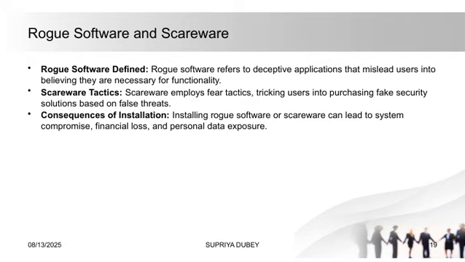Let's talk about rogue software and scareware. Rogue software refers to deceptive applications that appear legitimate but are actually designed to mislead users into believing they are essential for your system's functionality. Often, these programs pretend to be helpful tools, but in reality, they can cause more harm than good. Now, scareware takes this deception a step further by using fear tactics. It tricks users into thinking their system is at risk, prompting them to purchase fake security solutions. These threats are false, but the fear they generate can lead to impulsive decisions.